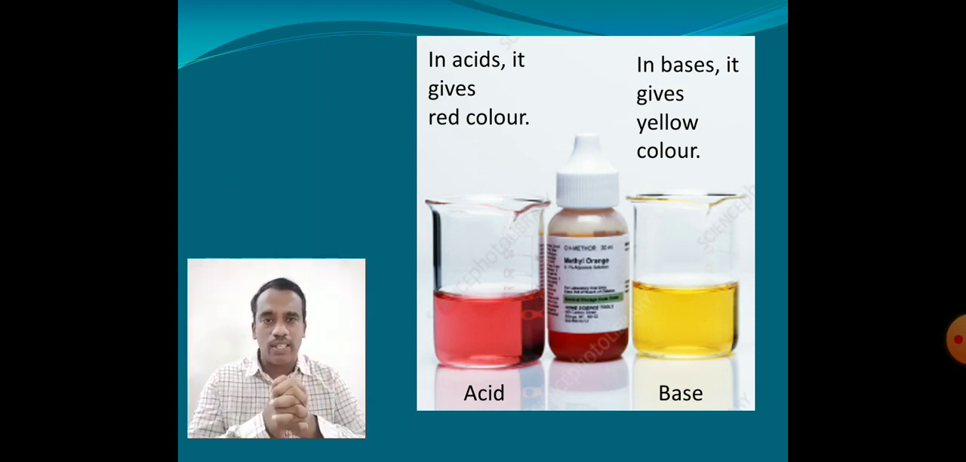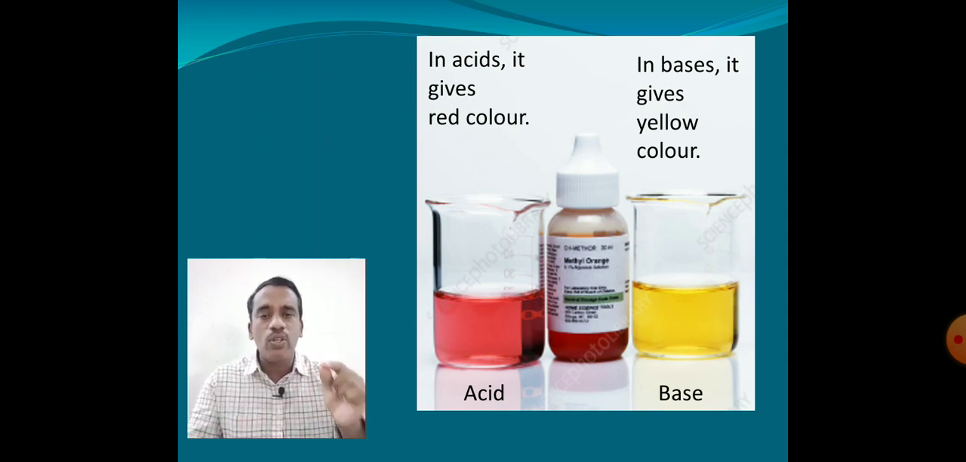At this situation, I can use a small drop of methyl orange to check whether it is an acidic solution or basic solution. How? When we place a drop of methyl orange in either the acidic solution or basic solution, if the solution is acidic in nature, it appears red in color. When the solution appears red in color, then we say it is an acidic solution.